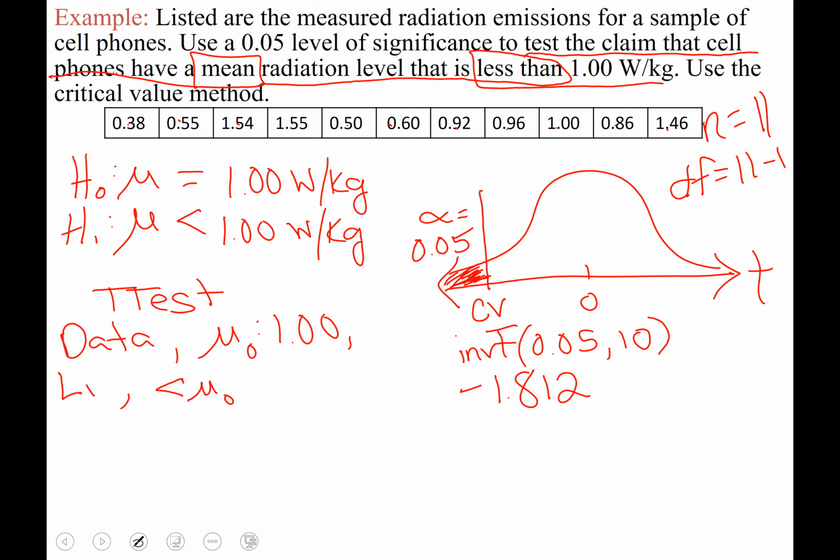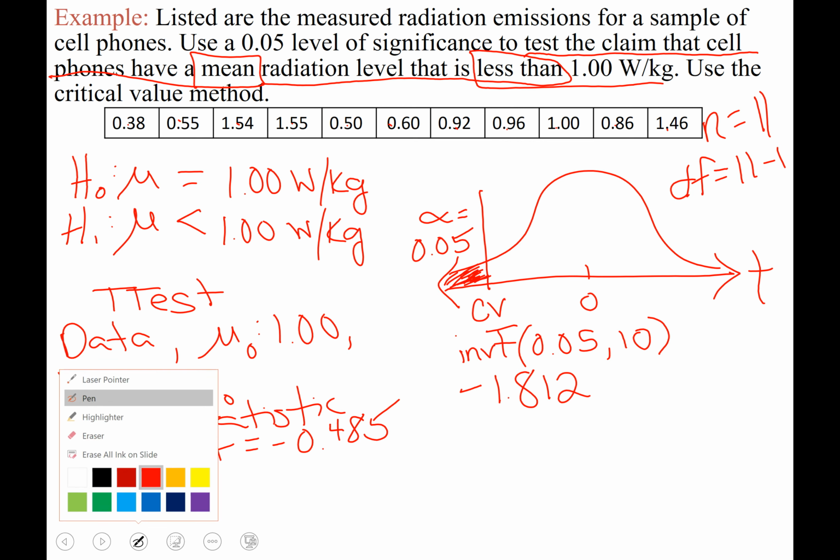And that top line of output says t equals negative 0.48, approximately. So that is called our test statistic. That is t equals negative 0.48. And I went with 3 decimals last time, so I'll go with 3 again: 0.485, negative 0.485.